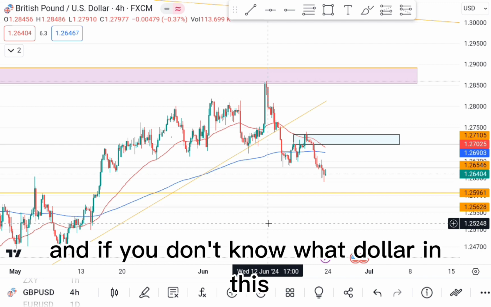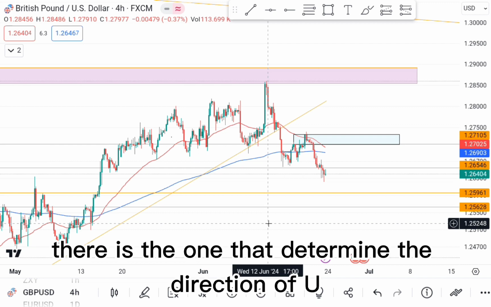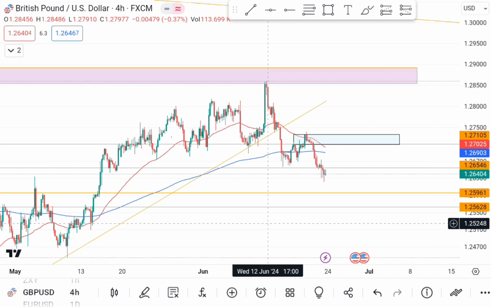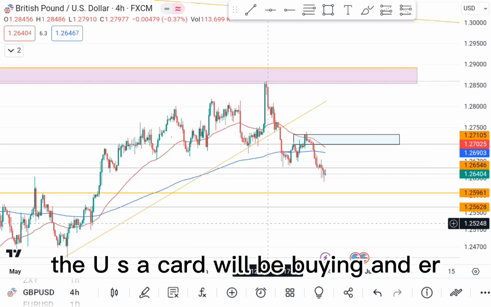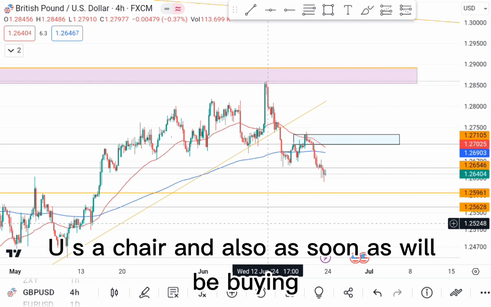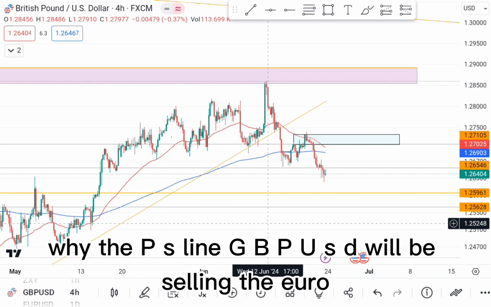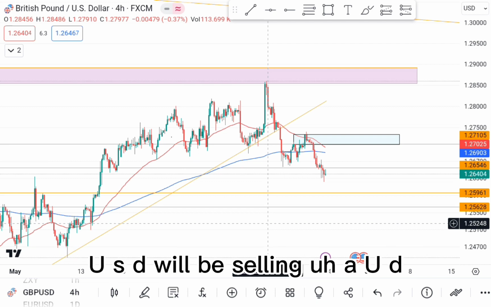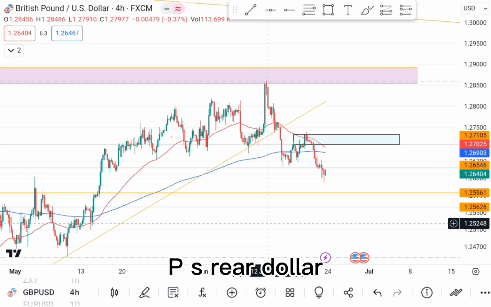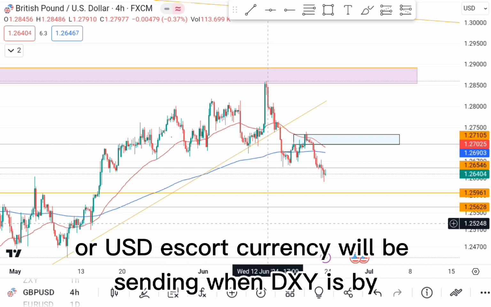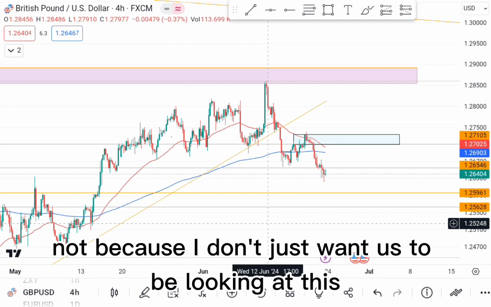And if you don't know what the dollar index does, the dollar index is the one that determines the direction of the US dollar. When DXY is buying, the USD JPY will be buying, the USD CAD will be buying, and USD CHF and so on will be buying. While the pairs like GBPUSD will be selling, the EURUSD will be selling, AUDUSD will be selling. That is, all the currency pairs where the dollar, USD, is the quote currency will be selling when DXY is buying.